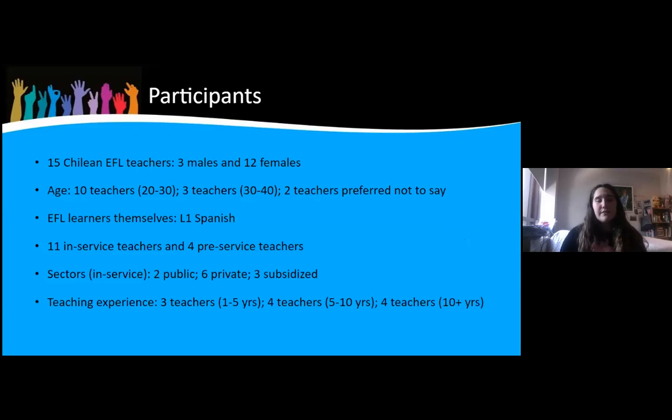The participants of our study consisted of 15 Chilean EFL teachers, 3 of them male, 12 of them female. Their ages ranged from 20 years old up to more than 40, and all of them were EFL learners themselves, having Spanish as their first language. 11 were in-service teachers and 4 pre-service teachers. Of those, 2 of them worked in the public sector, 3 in the private sector, and 3 in the subsidized sector. And their teaching experiences range from 1 year to more than 10 years of experience.